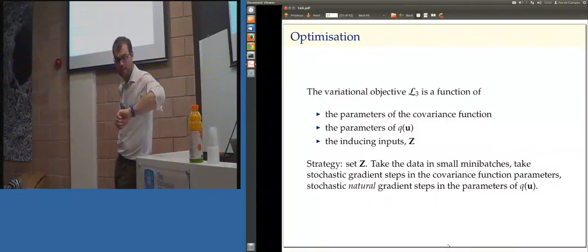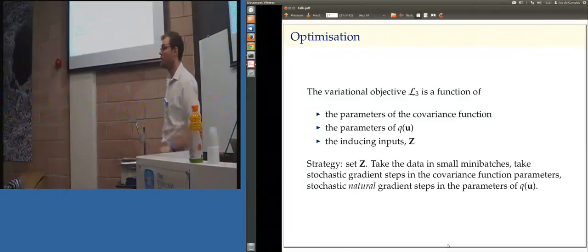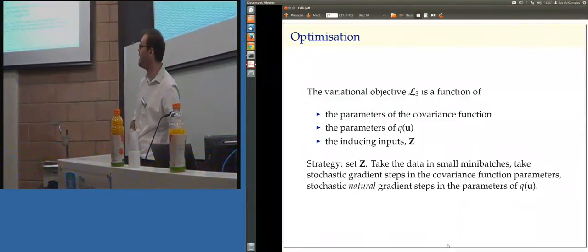Okay. I've got a few minutes to talk to you about the natural gradient, which is my favourite part of what's going on here, and I think really the crux of why this works. If you don't know about the natural gradient, you can't do this.